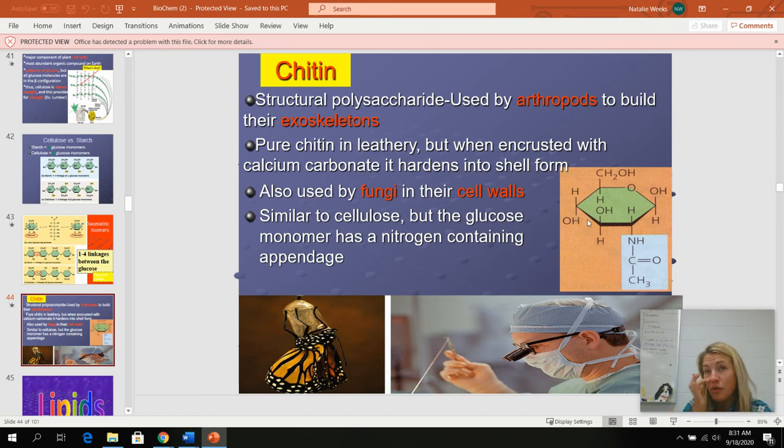So a lot of people don't necessarily classify these with other carbohydrates because typically carbohydrates are just CHO. Add in one little nitrogen, and it just changes the whole structure of this molecule. But we are still going to classify it as a carbohydrate because technically it is a carbohydrate.